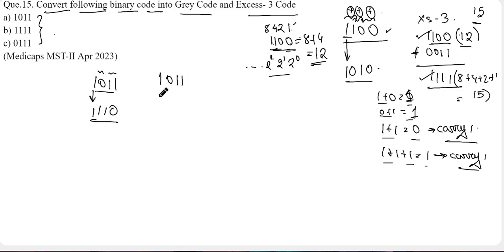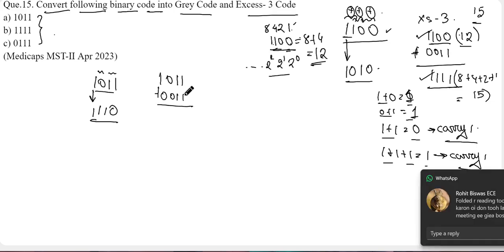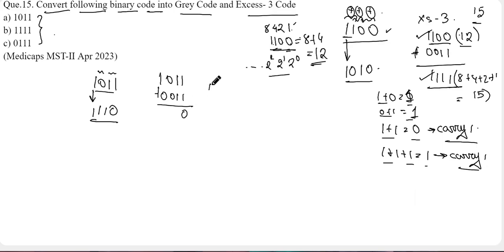And for XS3 code, 1011 plus 0011. We will add 3 to it. So 1 plus 1 will be equal to 0 with a carry of 1. Then 1 plus 1 plus 1 is equal to 1 with a carry of 1. So we are getting 1 with a carry of 1. Now 0 plus 0 plus 1 will be equal to 1, and 1 plus 0 will be equal to 1. So the XS3 code will be 1110.